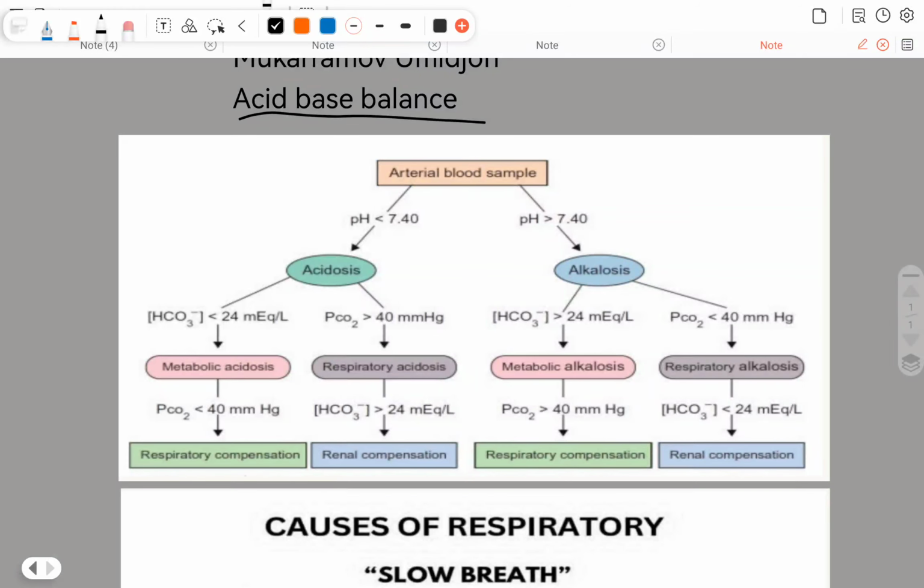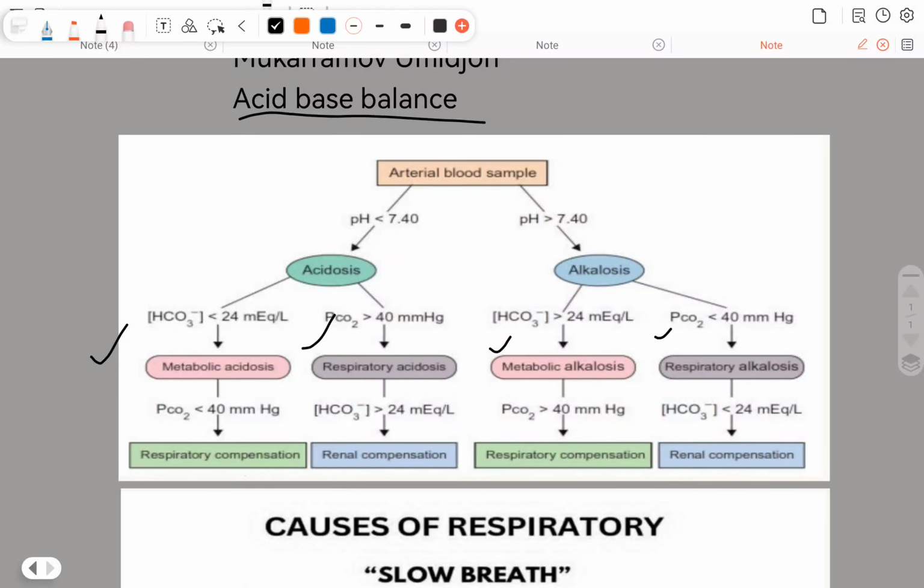Let's talk about the types of acidosis and alkalosis. The types of acidosis and alkalosis are the same: metabolic and respiratory. Okay, metabolic acidosis is caused by some kind of metabolic changes in our organism.